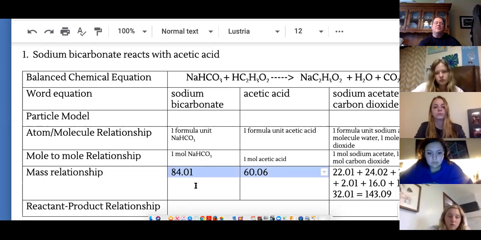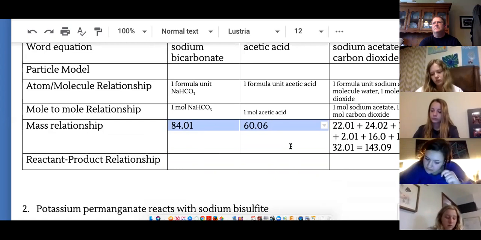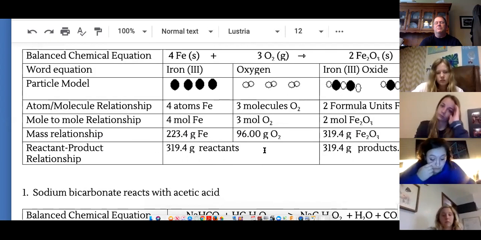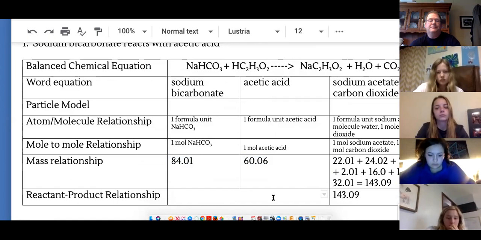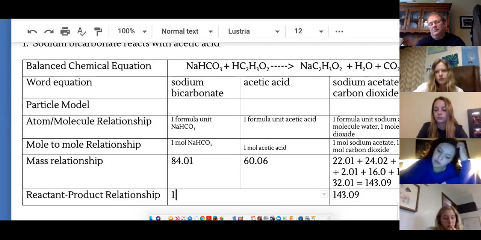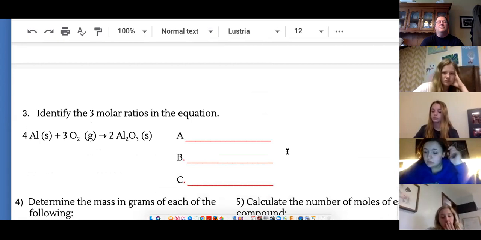Okay. Now hopefully we're going to get something close if we just add those two numbers together. So 84 plus 60.06. It may not be exact, but it should be close. The last thing you have to do is add up these two numbers, 84.01 plus 60.06. This one we already totaled is 143.09. And what is 84.01 plus 60.06? 144.07. Okay.